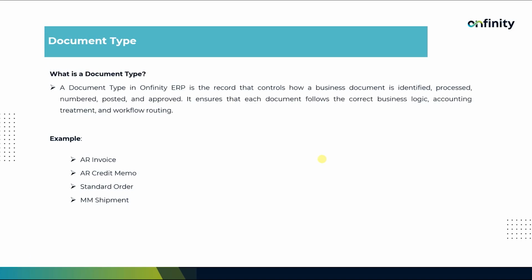Let's understand what a document type is. A document type in Onfinity ERP is the record that controls how a business document is identified, processed, numbered, posted, and approved. It ensures that each document follows the correct business logic, accounting treatment, and workflow routing. Examples of document types include AR invoice, AR credit memo, standard order, and M shipment.